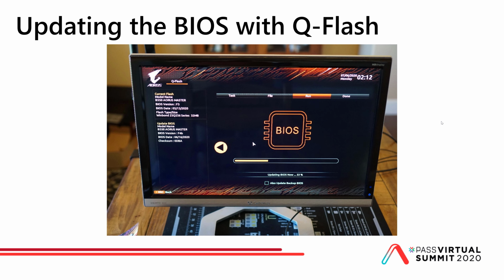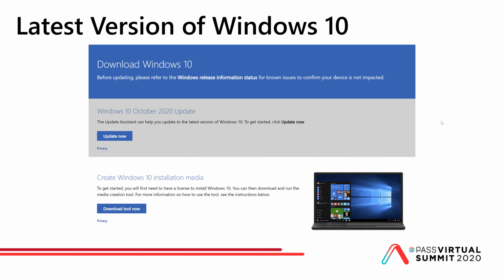So here's what it looks like if you go into the motherboard setup, into the BIOS. And then usually there's going to be a utility such as QFlash for Gigabyte motherboards. And this is how you would update from one BIOS version to another. You download the BIOS and stick it on a thumb drive. And then you go ahead and boot up the system and go into the BIOS setup and take care of it.